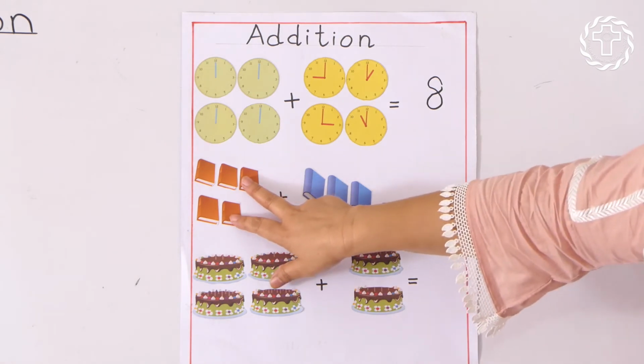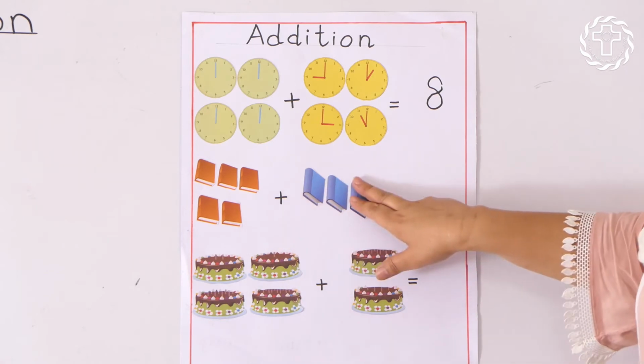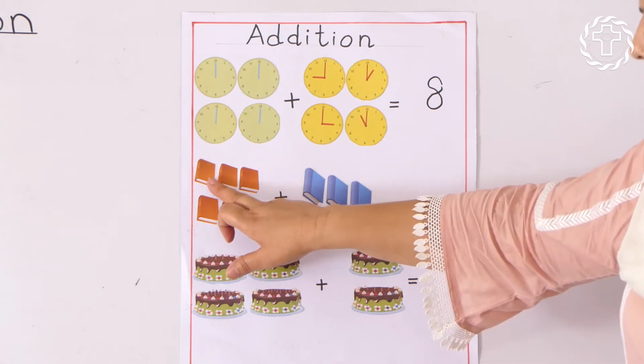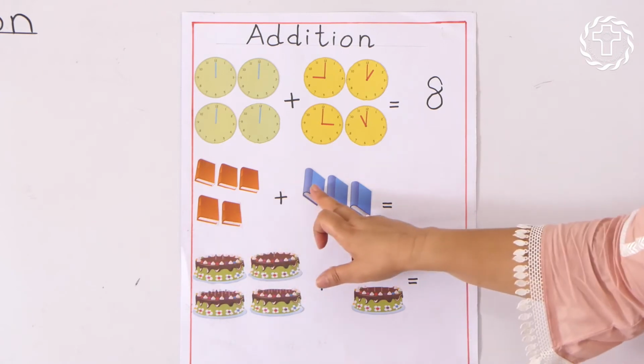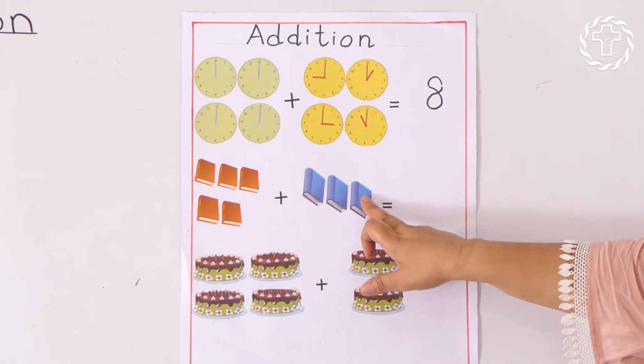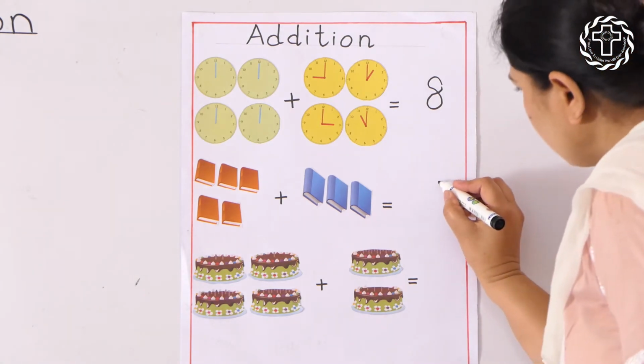Okay, these are brown books and these are blue books. Let's count how many altogether. 1, 2, 3, 4, 5, 6, 7, 8. They are 8 altogether.